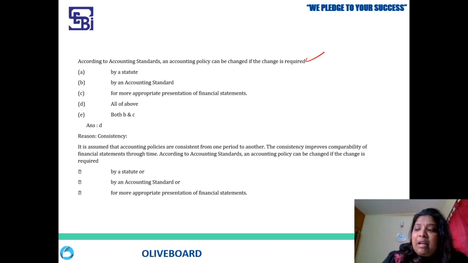You're getting it? Remember, you cannot keep on changing your accounting policy as and when you like. You can change your accounting policy only when there is a requirement by the statute or by an accounting standard, or if it is for a better presentation of the financial statement. All right, hope you guys got these questions. If you have any doubts, please post or mail your queries so that I can answer.